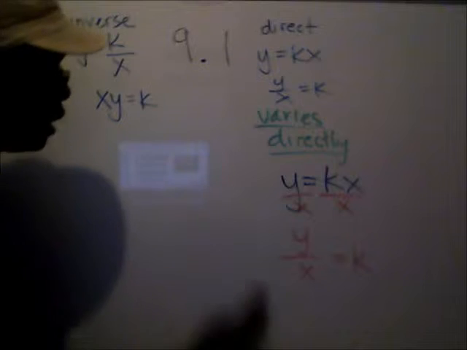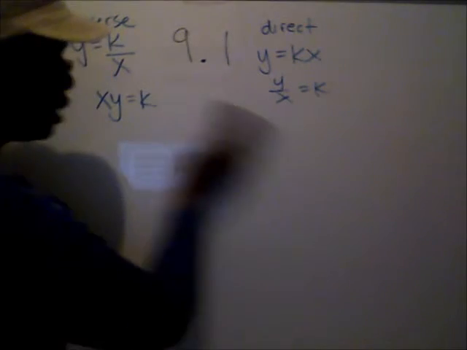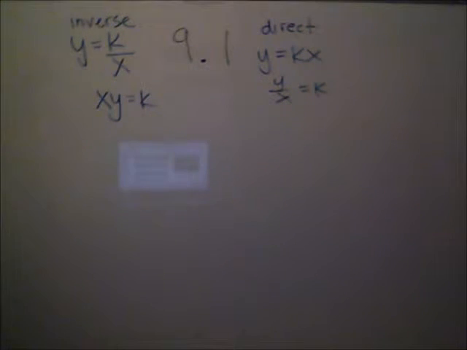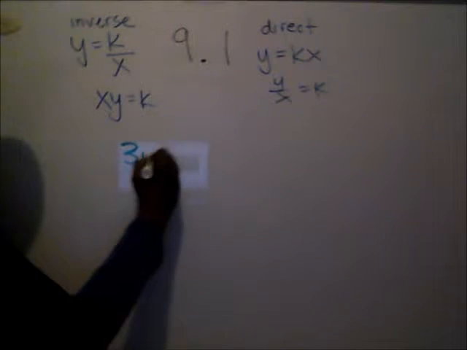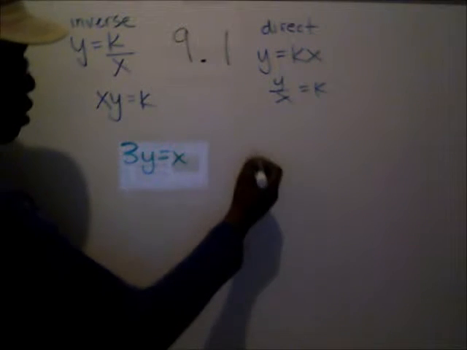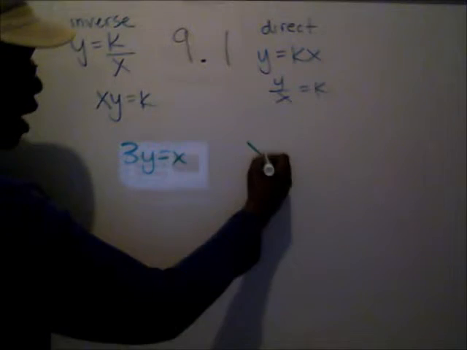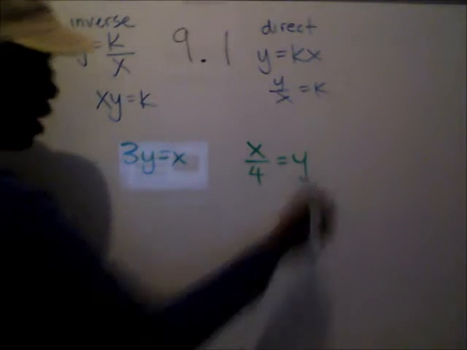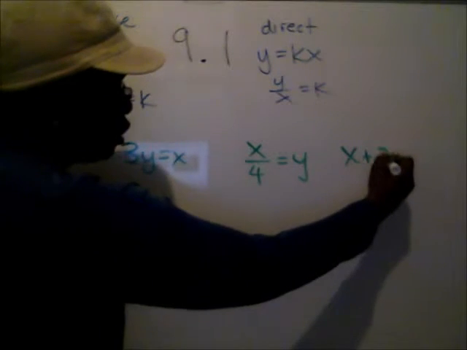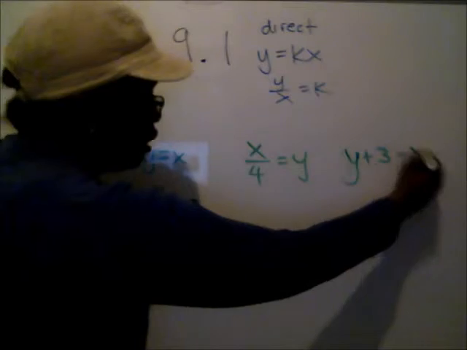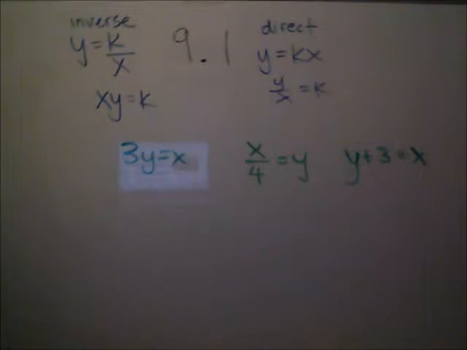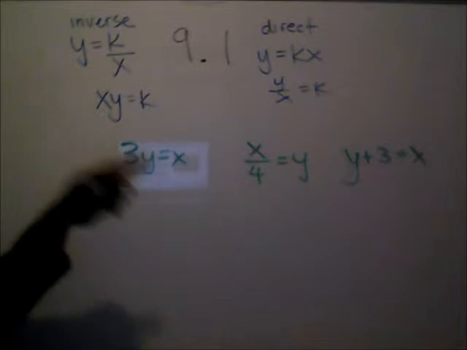Okay, so let's say that you're given a couple different examples in equation forms and you're asked to figure out whether it is inverse, direct, or neither is also an option. So let's say you're given the equation 3y equals x, or x over 4 equals y, and let's say you have x plus 3 equals y plus 3. Y plus 3 equals x. And so the directions are to figure out, just by looking at the equation, whether we're dealing with something that's inversely related or directly related.